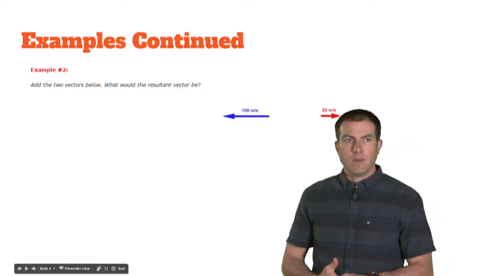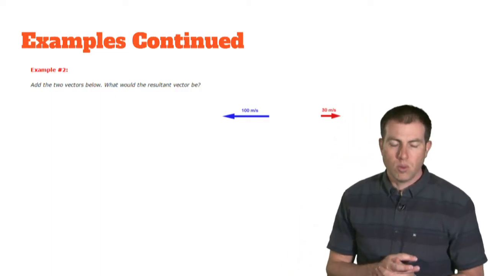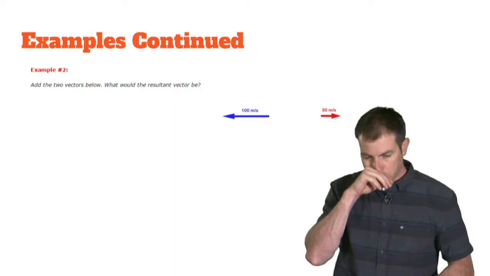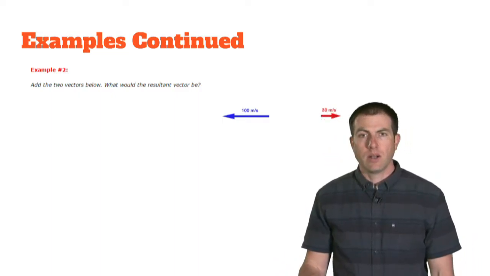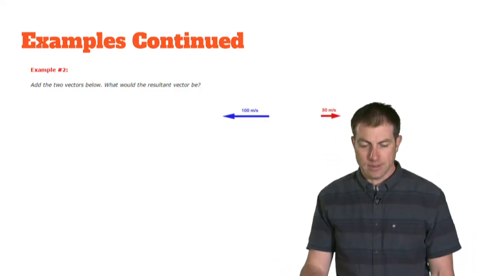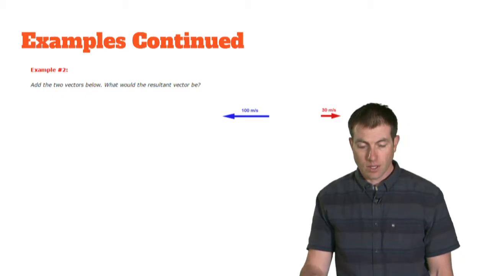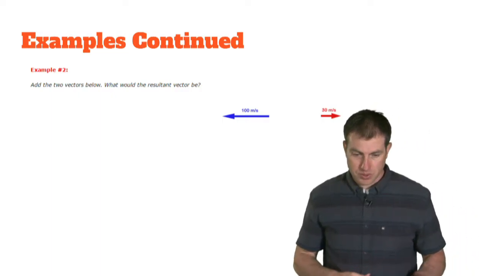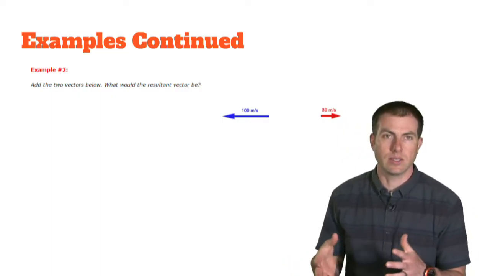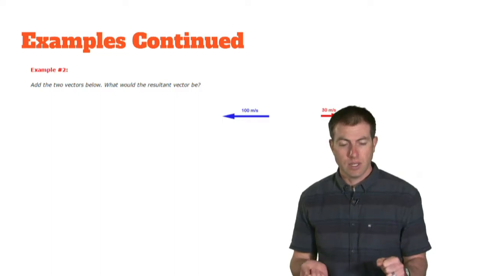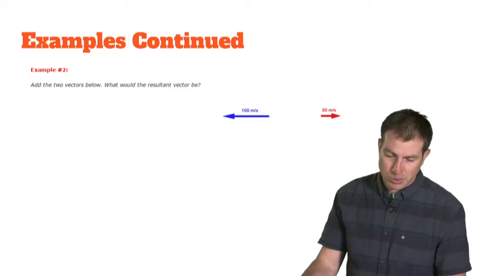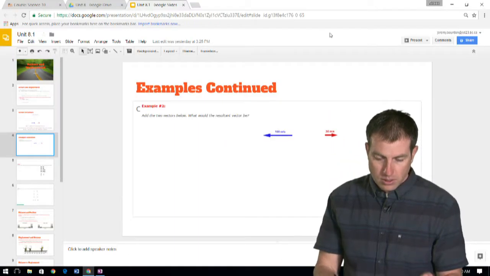All right, another example. Add the two vectors below, what would the resultant vector be? Where are we going to end, or what would be the resultant of these two things? So I have 100 meters per second, which is a velocity. That's how fast you're going, meters per second to the left. And then I'm adding to it 30 meters per second to the right.